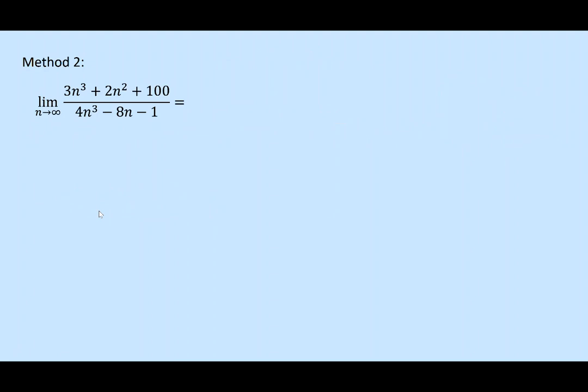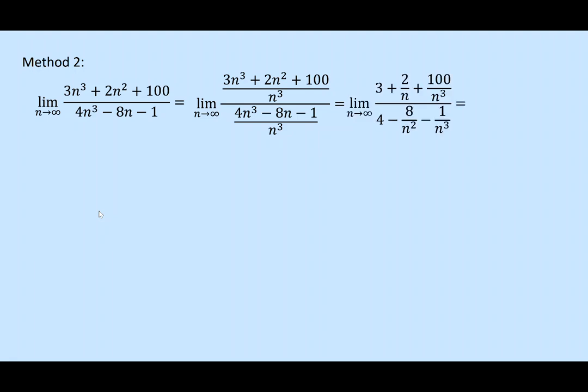Okay, there's another method. What if we divide by the highest power? That is, n cubed is the highest power. So let's divide both the top and the bottom by that. Can we write like this? Yup. Now, what happens to the quantity 2 over n as n approaches infinity? Oh, that goes to 0. What happens to 100 over n cubed? That also goes to 0. This goes to 0. This goes to 0. All we would be left with is 3 over 4. That's the second method. But there's a third method.